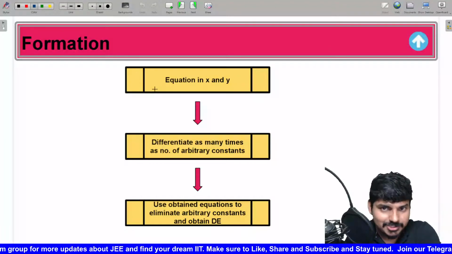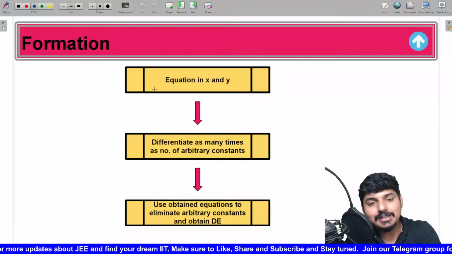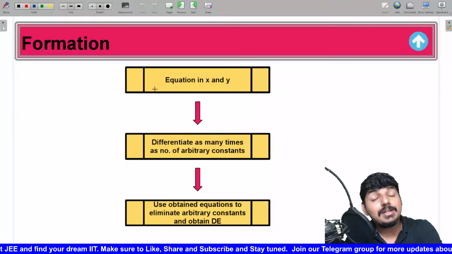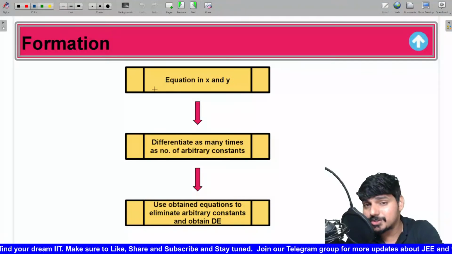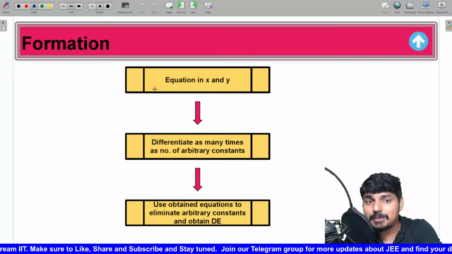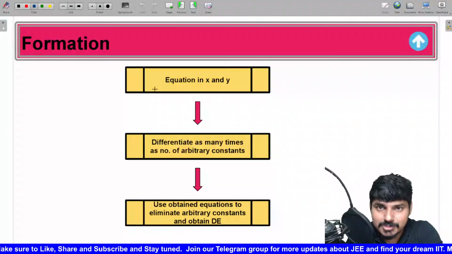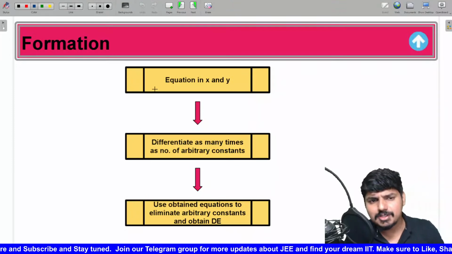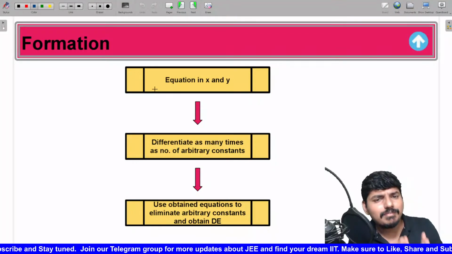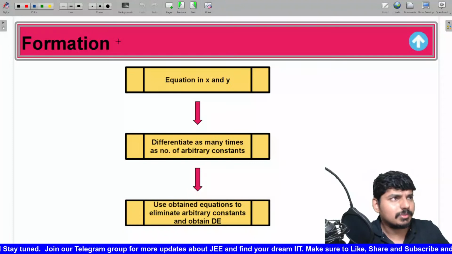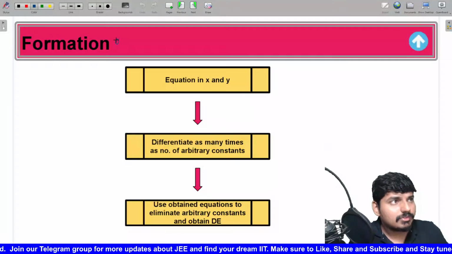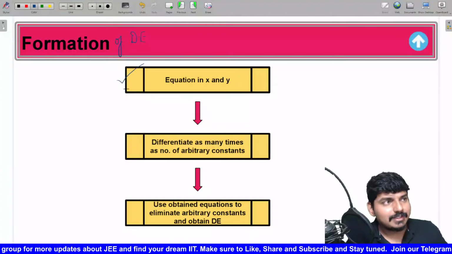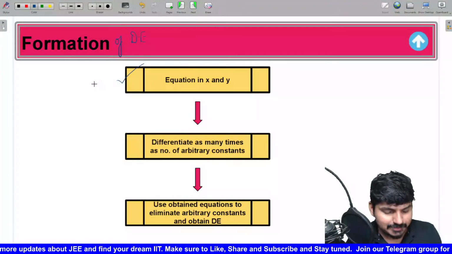So I'll give you a function, and I'll tell you that this function is a solution of a certain differential equation. Tell me what that differential equation is going to be. So this is the concept of formation of differential equations, everyone. So how do we do this? How to apply this formation of differential equation, everyone? Very, very simple. All you have to do is, let me write it down for you. In formation of differential equation, what will we do now? You have to just follow 3 steps.